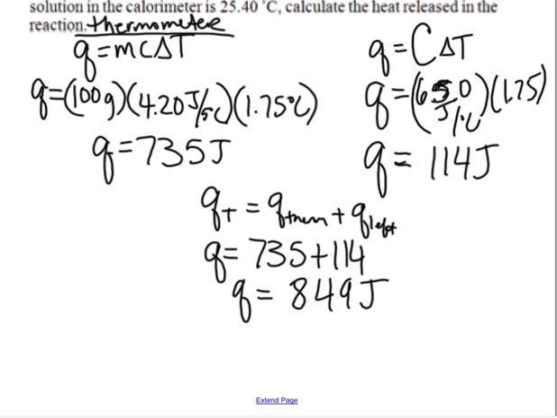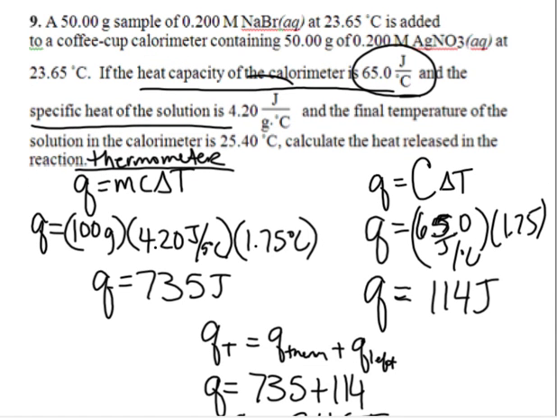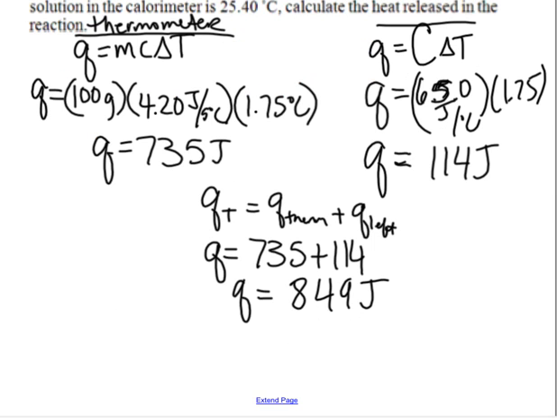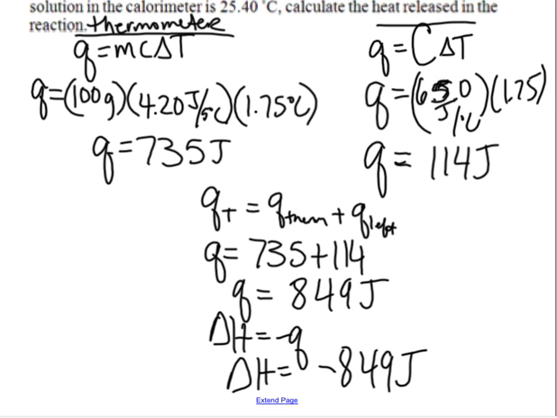Are we done? Have we found delta H yet? No, because look, this thing says calculate the heat released, right? We should be getting an exothermic value. So we still need to do the negative. We always have to do that. We always have to say that delta H is equal to negative Q. So delta H is equal to negative 849 joules.